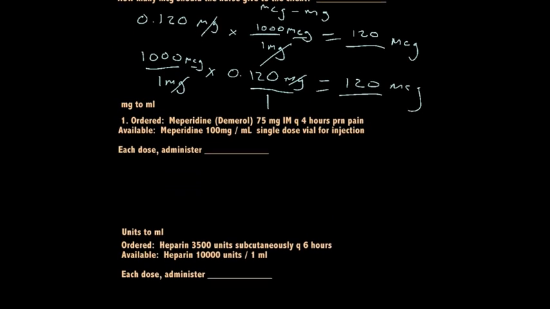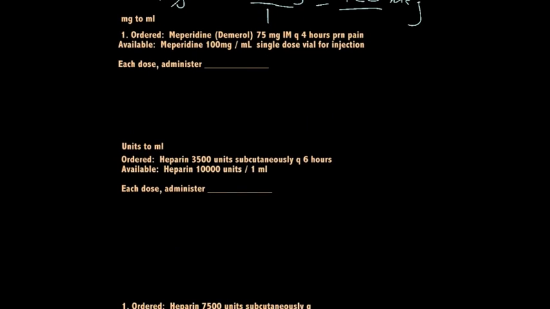In this problem right here, we've actually got milligrams to milliliters. So doc says give the patient 75 milligrams in an intramuscular injection every 4 hours for pain. All right. Well, it comes in 100 milligrams for every 1 milliliter single dose vial for injection. So basically, the doctor is giving you your given. So I've got 75 milligrams, and I'm going to give that in an injection. So I need to eventually end up with milliliters.